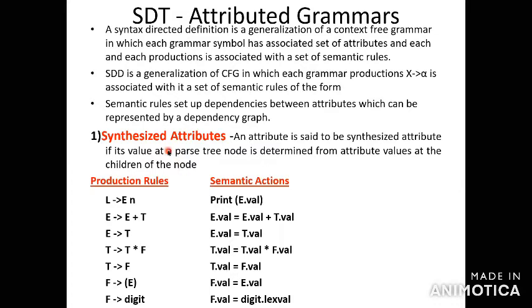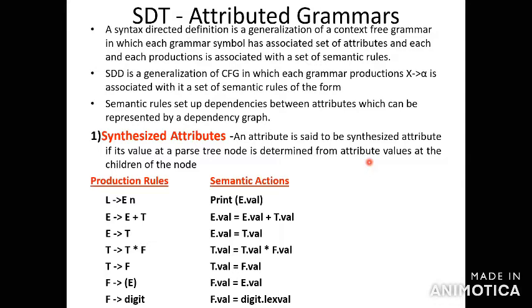We have two types of attributes for the given grammar: synthesized attributes and inherited attributes. A synthesized attribute means the attribute is said to be synthesized if, when you create the parse tree based on the given grammar, the value at a parse tree node is determined from the values of the children of the node.